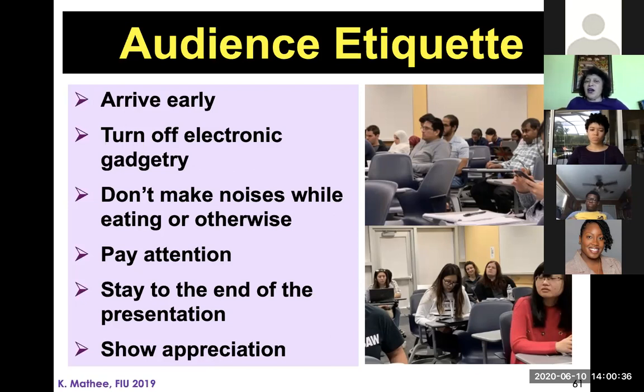Okay, don't make noise while eating or otherwise. Don't bring your potato chips for seminars. Okay, no. Pay attention, okay? And then stay to the end of the presentation. If you have to leave, inform the speaker: I want to apologize, I have to leave early for a class. So the speaker knows you're leaving not because you can't stand the presentation, but because you have something to do, right? And show appreciation. You fail to show appreciation when you're not paying attention, right? So you clap at the end of the presentation.